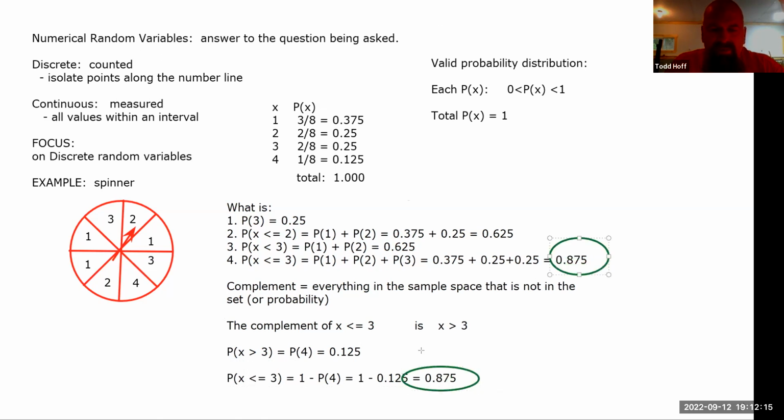Now, in this case, it was only a little bit more work to go ahead and add all the probabilities together. There were only 3 of them. Down here, we just found one probability and subtracted from one. But let's say there were 10 different values or even more. The probability of being less than or equal to 9 would require adding up quite a few probabilities, where you could just do 1 minus the probability of being 10. Using that complement could save us a lot of work.